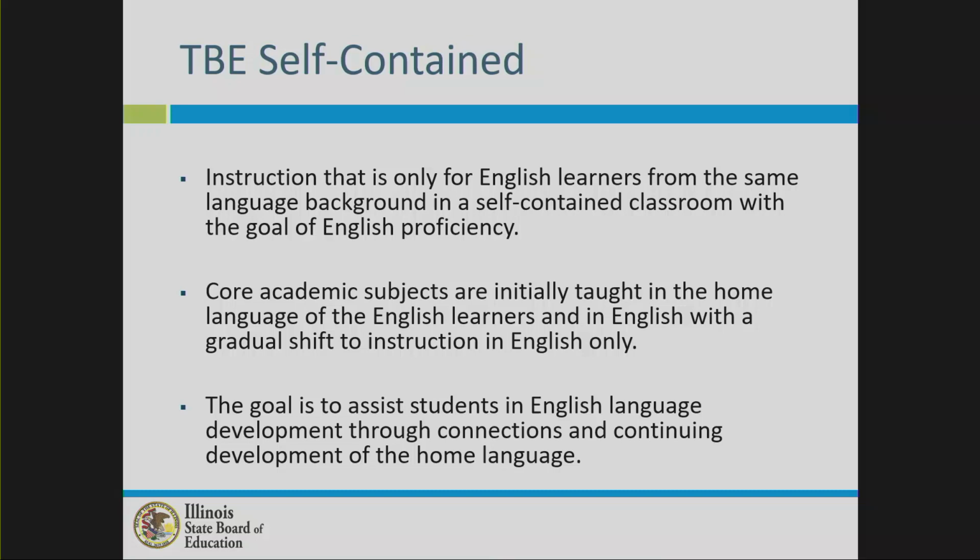Meaning now. Those three different types that we saw on the previous slide of the different types of TBE, full-time, self-contained, I'm going to go over the different ways that those can look now. So first of all, a TBE self-contained classroom, an important thing to note is that when students are in this, it means they are receiving all 4 core subjects in their home language. And the goal is transitioning into English proficiency. So those core subjects are taught in their home language and then English as well.